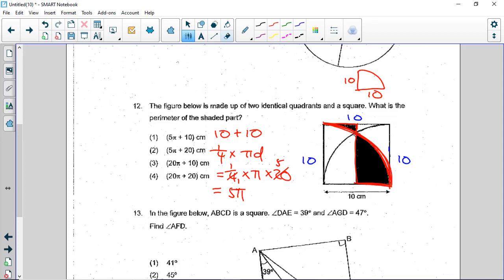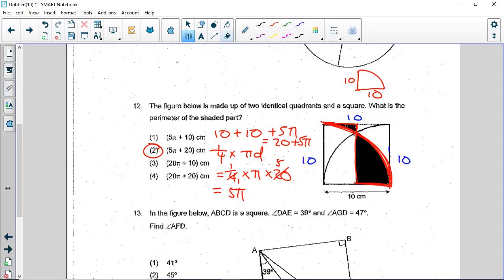So what is the perimeter of the shaded part? Then you add the straight lines together with the circumference of the quadrant, and you will get 20 plus 5 pi. So your answer is also 5 pi plus 20, the same. 20 plus 5 pi or 5 pi plus 20, the same. So what is the trick here? How to do this?